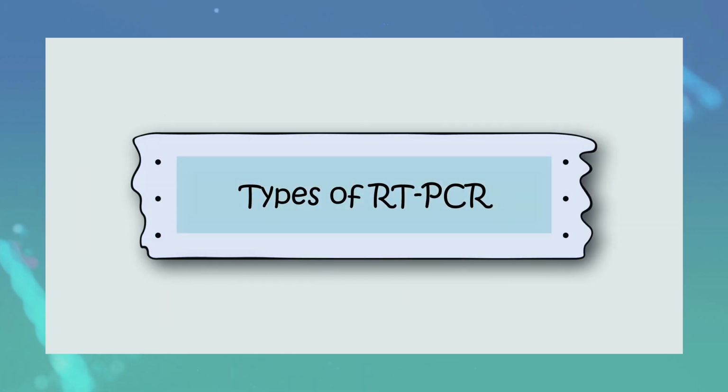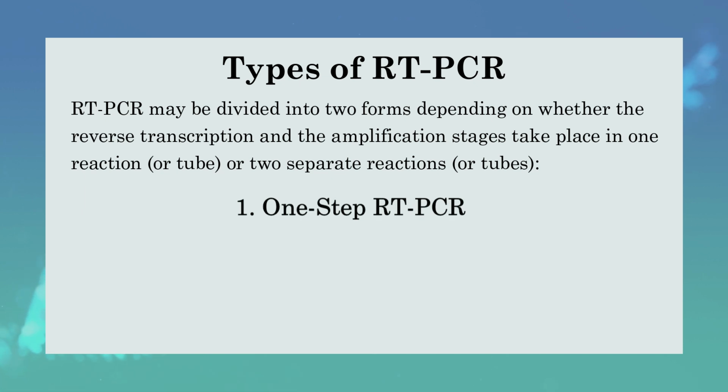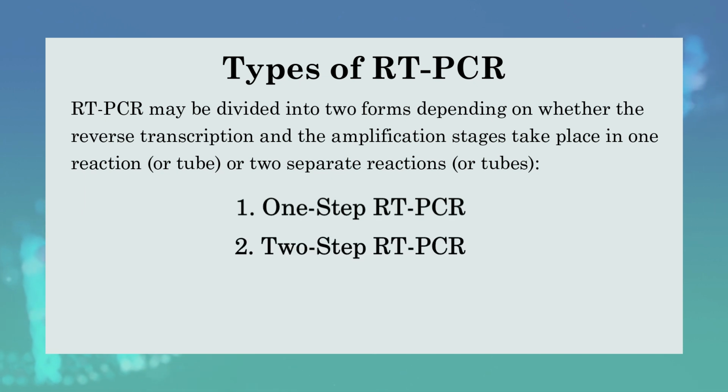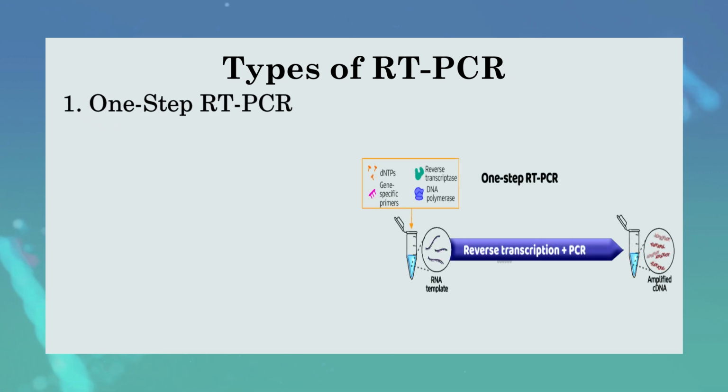Types of RT-PCR. RT-PCR may be divided into two forms depending on whether the reverse transcription and the amplification stages take place in one reaction or tube or two separate reactions or tubes. There are two types of RT-PCR. One is one-step RT-PCR and the other is two-step RT-PCR. Let's dive into the one-step RT-PCR.